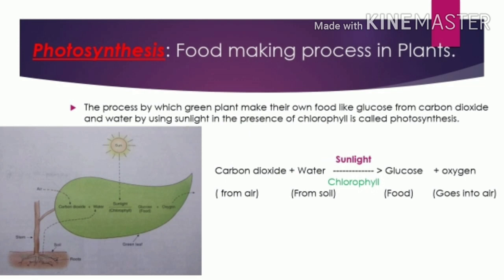Now, coming to the term photosynthesis. What is photosynthesis? It is the process by which green plants make their own food. Now, how are they making their food? They are making their food with the help of carbon dioxide and water by using sunlight in the presence of chlorophyll. Chlorophyll is a green pigment present in the green leaves which helps the plant to trap the solar energy.